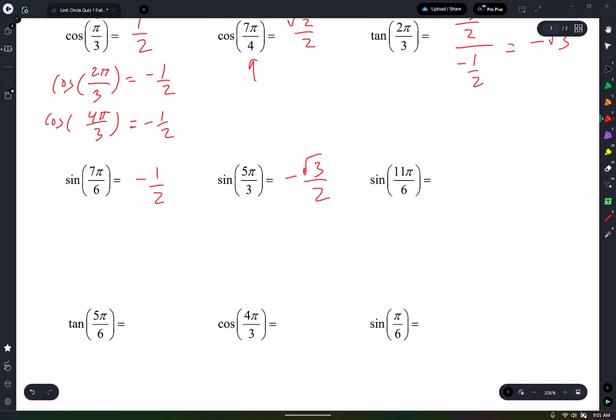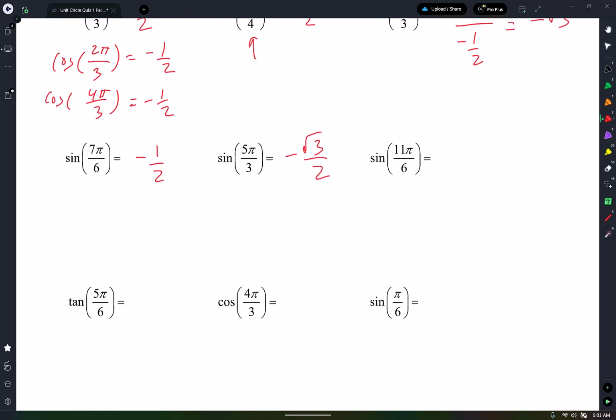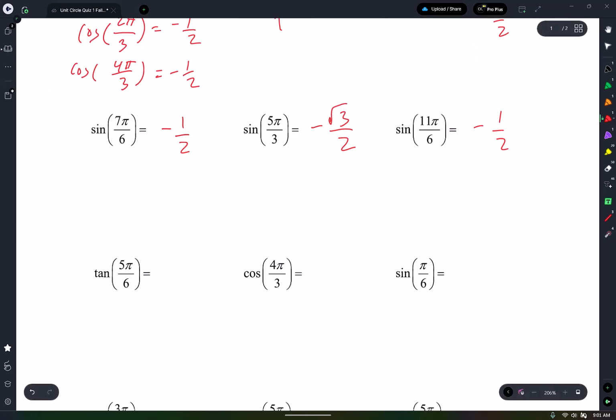Okay. Sine of 11 pi over 6. It says sine. We're going to get the y value. 11 pi over 6. We're so close to a full revolution. Negative 1/2 because we're in quadrant 4 and it's a y value. Do you guys see how we're doing it, guys?